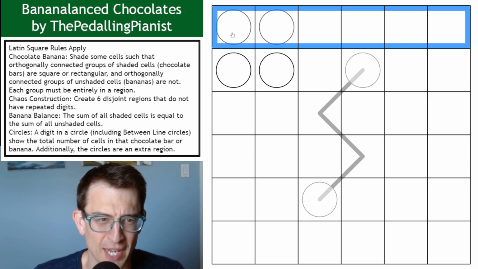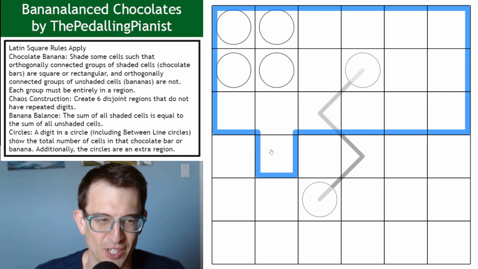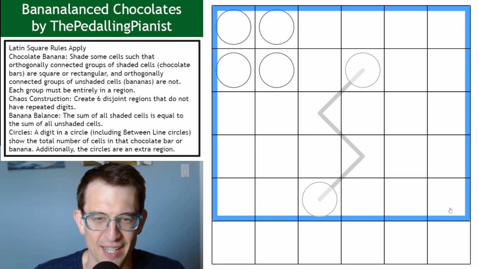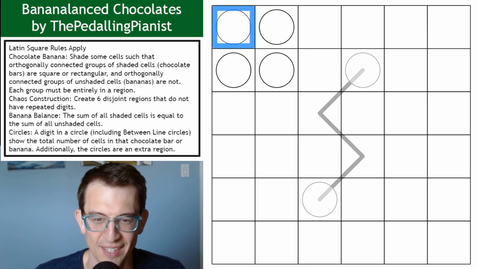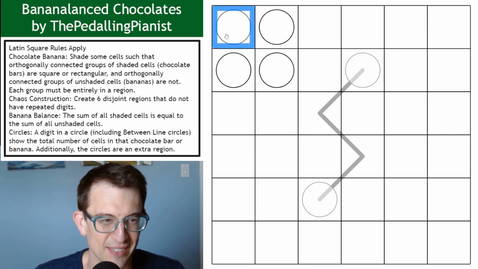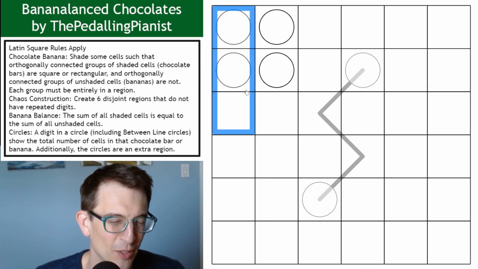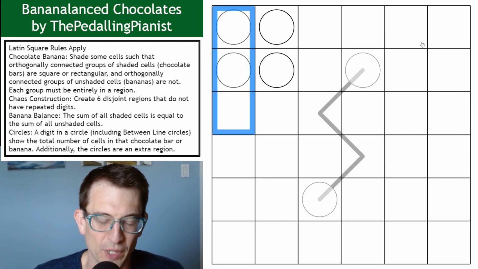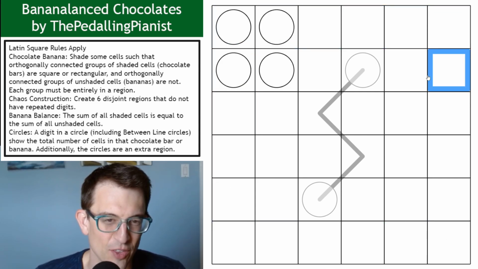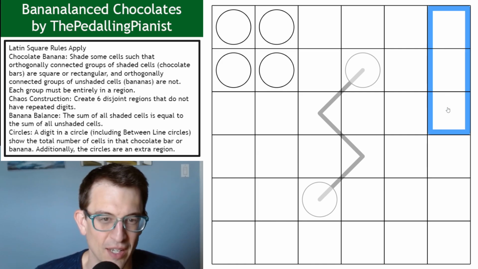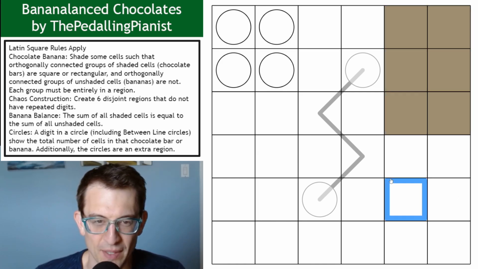So this is a chocolate banana puzzle. I don't think I've actually ever done a chocolate banana puzzle. We'll see how that goes. But basically, we're going to shade some cells, and I did in advance make a little brown color. I'm going to color all of the cells, and the ones that are described as shaded, I'm going to label them brown, and maybe it'll look like this.